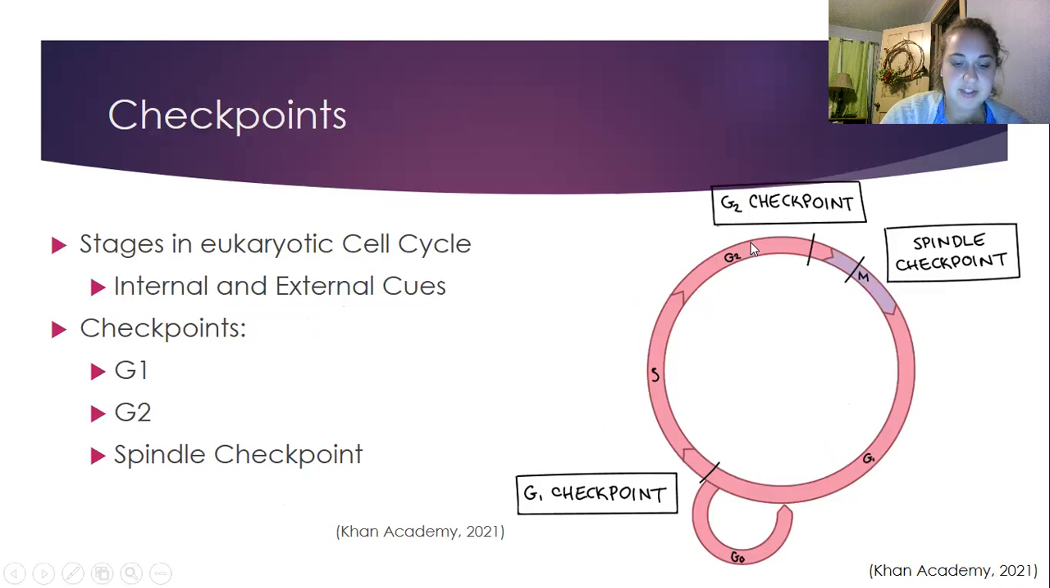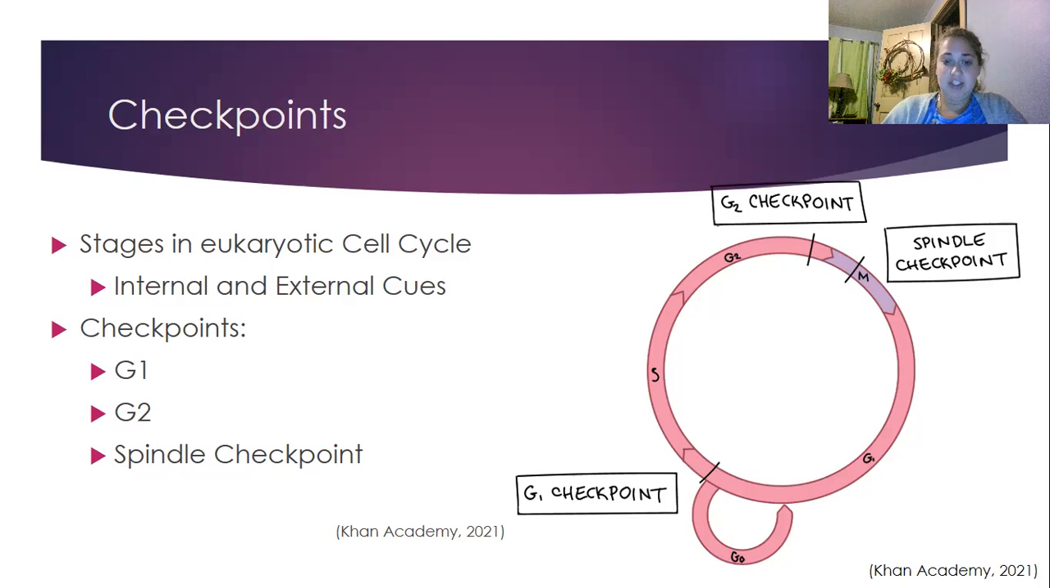So checkpoints. Checkpoints are stages that the eukaryotic cell will go through, where it identifies both internal and external cues to tell whether or not to move forward with division. There are 3 checkpoints that have significant importance: our G1 checkpoint, at the G1/S transition, so in between those two, because it's transitioning. Then we have our G2 checkpoint, which is at the G2 and M transition. And lastly, the spindle checkpoint at the transition from metaphase to anaphase.